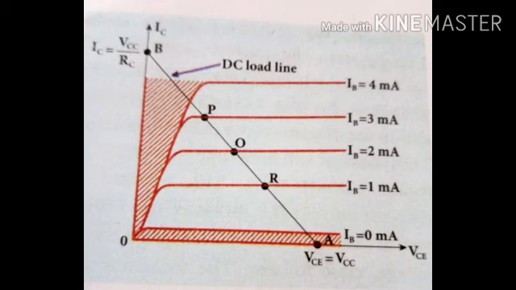Here the point Q is called the Q point or quiescent point, which determines the working of the transistor. So at this point, the transistor is working as an amplifier. The function is more effective. So the operating point determines the maximum signal that can be obtained without any distortion.